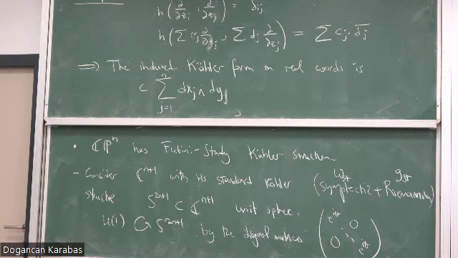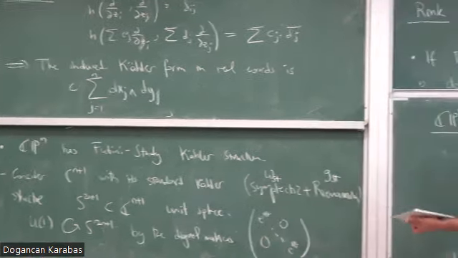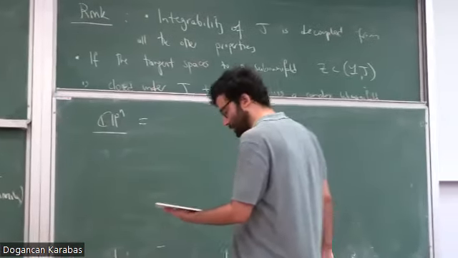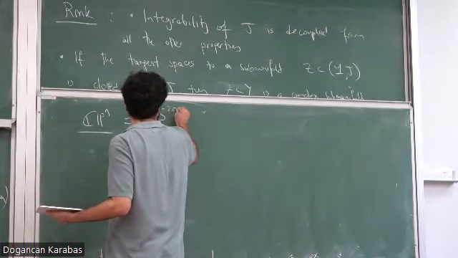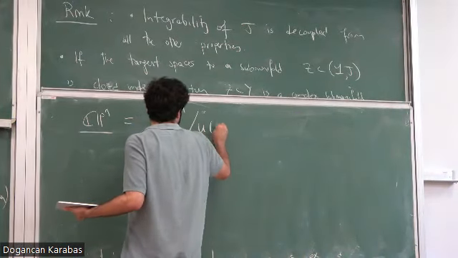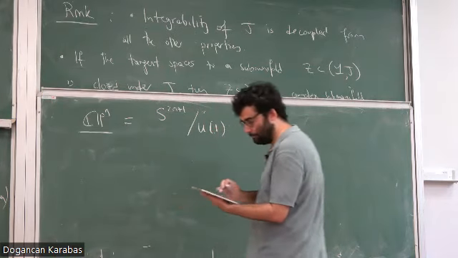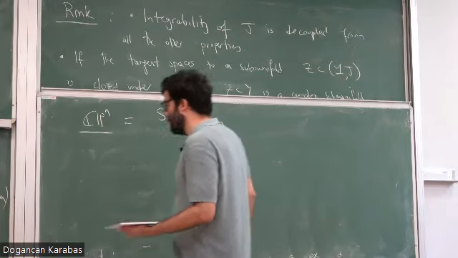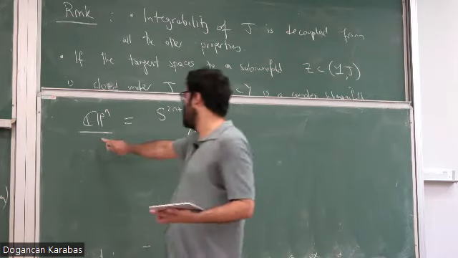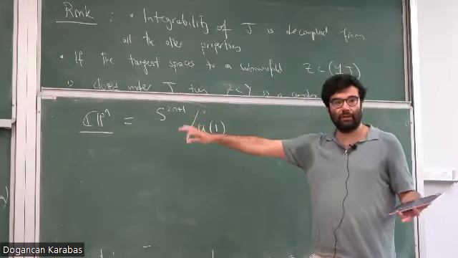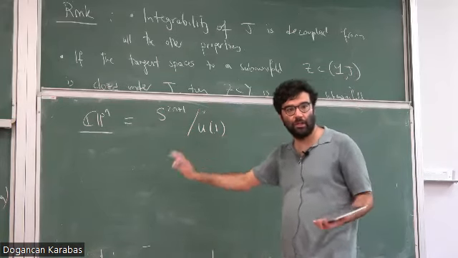And, just being pedantic, CPn is by definition equal to S2n+1 modulo this action of U1, which is what I just said. Now let's try to understand the tangent spaces of this quotient. This is a free action, so I can take the quotient, and it's going to give me a manifold. I'm using that manifold structure.